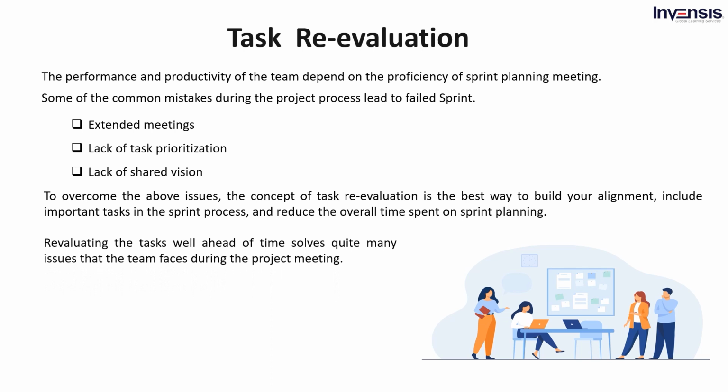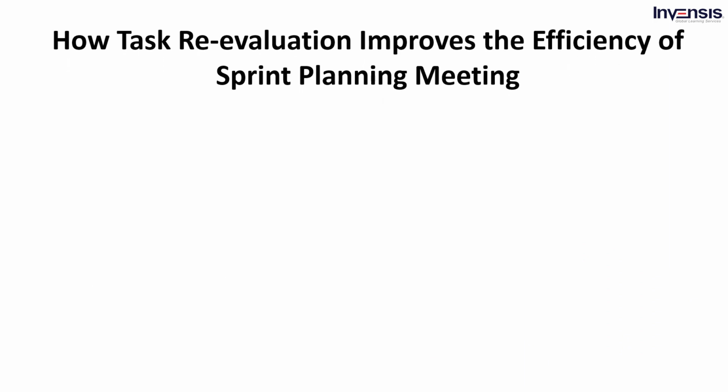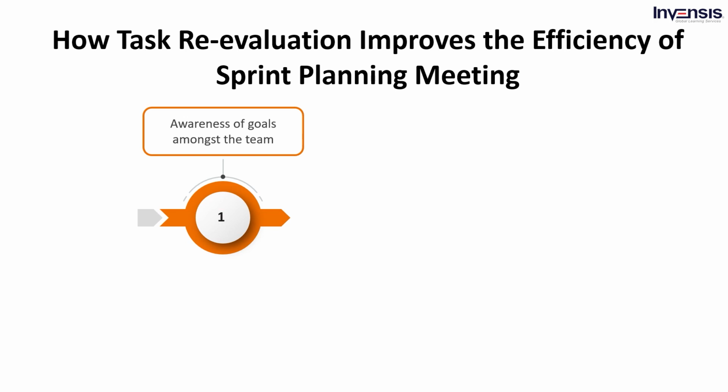Now you are familiar with the concept of task reevaluation. Here let us see how reevaluating the tasks improves the efficiency of the sprint planning meeting. Awareness of goals amongst the team. At times, there are chances of team members losing focus on tasks and missing the new priorities. It results in working on irrelevant tasks. So, product backlog grooming needs to be done before the meeting, as it helps to know what team members are doing, where they are heading towards, and task prioritization.